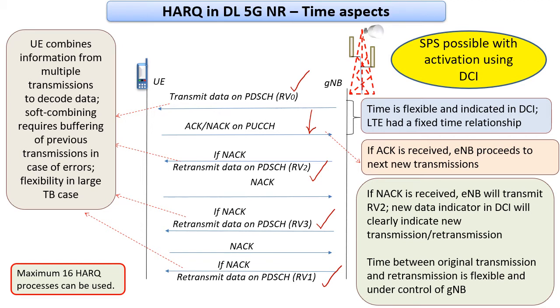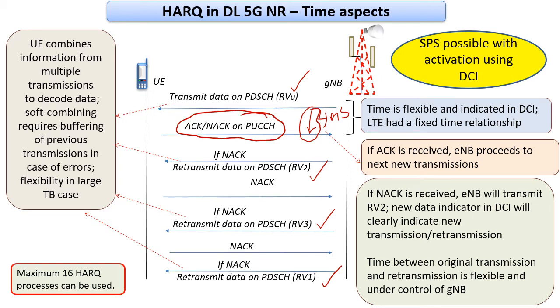This time is not fixed as in LTE. In LTE, if you are in an FDD system, this was fixed at 4 milliseconds. For TDD, it would always be greater than or equal to 4 milliseconds. But now, in 5G NR, this is not fixed, and this is actually indicated in the control channel when the allocation is done. So we have a flexible time relationship between the data and ACK. This becomes one major difference.